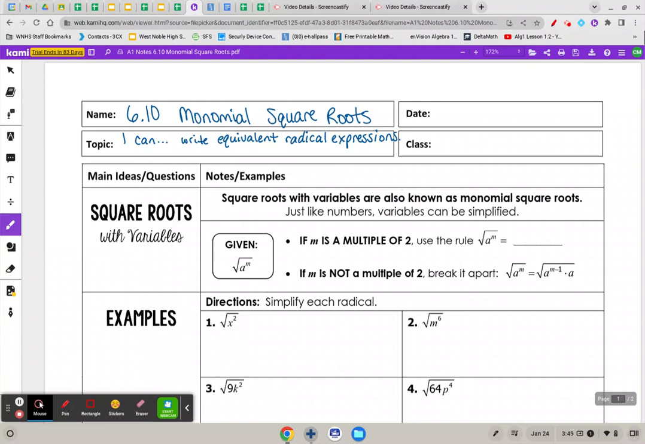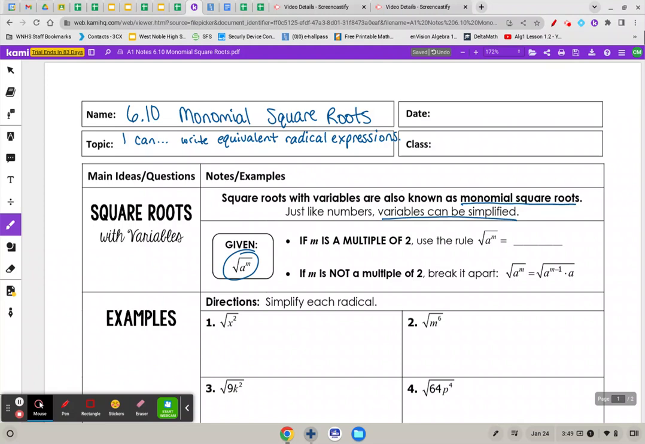So, notes, examples. Square roots with variables are also known as monomial square roots. That's where our title comes from. Just like numbers, variables can be simplified. So we have our given here.